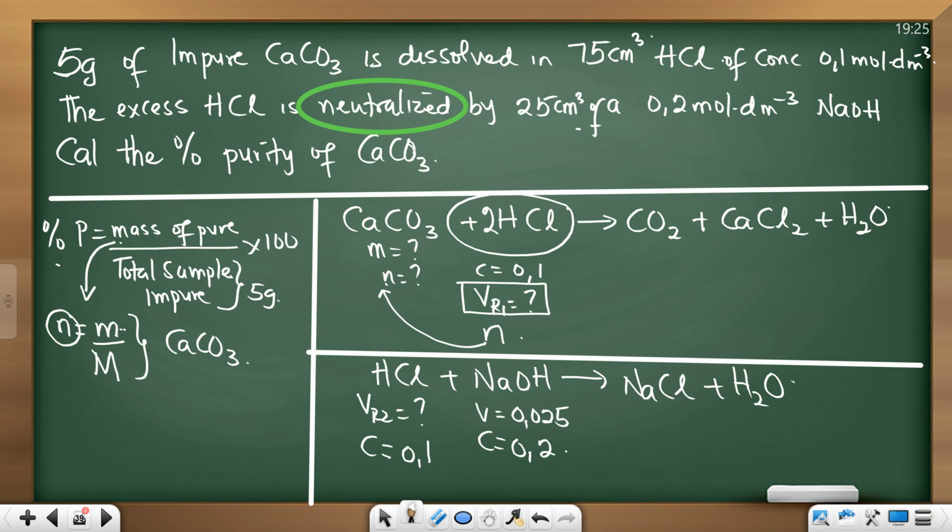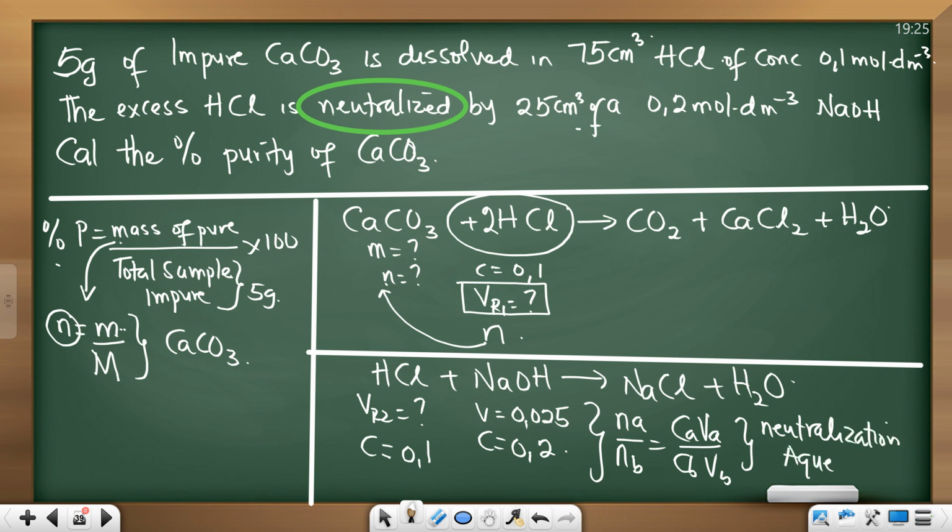Now, because we have the word neutralized, what formula? Nb equals Ca over Cb Vb. Na over Nb, CaVa over CbVb. We use this formula when you have complete what? Neutralization, and you have them as what? Aqueous solution. Not aqueous, you cannot use that formula.